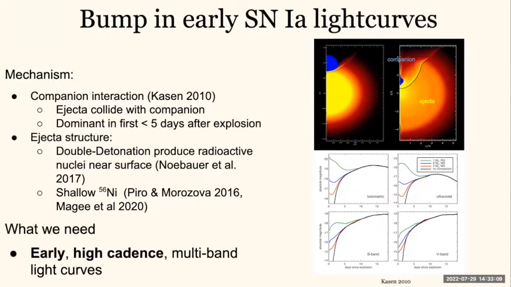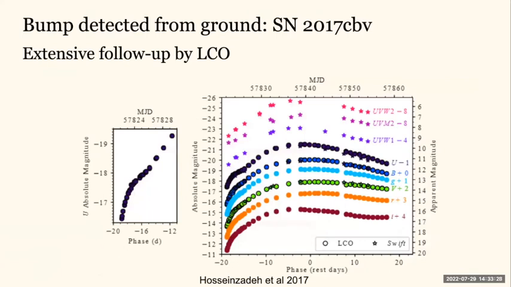And so what we really need to differentiate between different models is high cadence and early light curves at early times. And if we can take multi-band measurements, that will be even better. And such studies have been done from the ground. Here is the most famous example, Supernova 2017cbv.